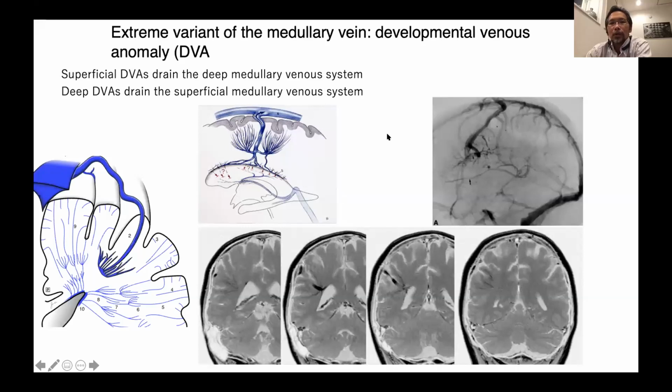So don't ask me why, but it's a kind of dilated deep medullary venous system that is the origin of these DVA things. So it's kind of like turning things upside down.